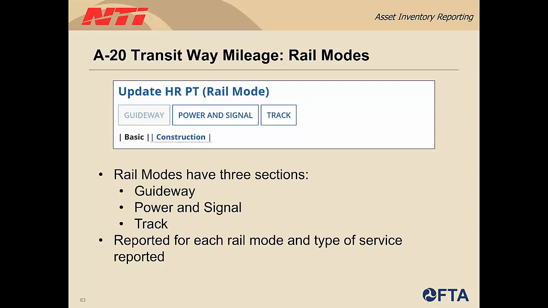For rail modes, this will be a new section as of Report Year 2018. There are 3 sections to report for rail modes: guideway, power and signal, and track. Each mode and type of service for rail will have its own section to report these data for each particular section.